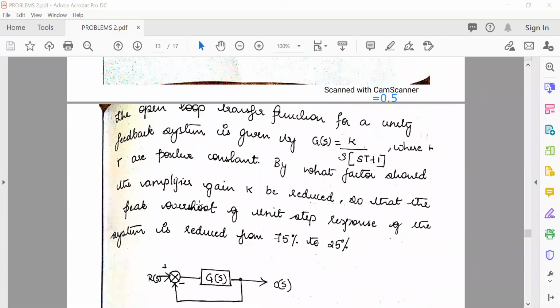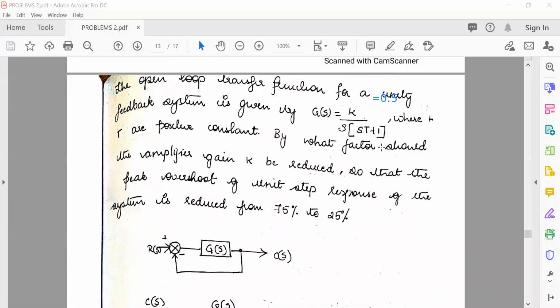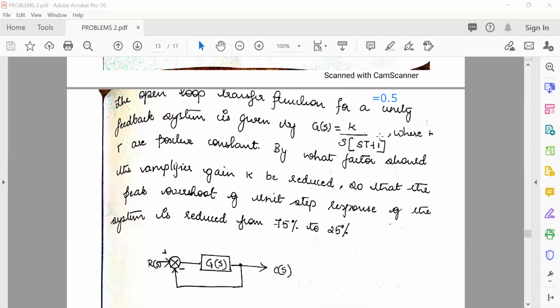Third problem. Here we have to find the open loop transfer function for a unit feedback system, which is given by G of S, where I would just ask you to try. Just try to solve this. We will continue in the next class. You write down this and see if you can solve. We will continue it in the next class.